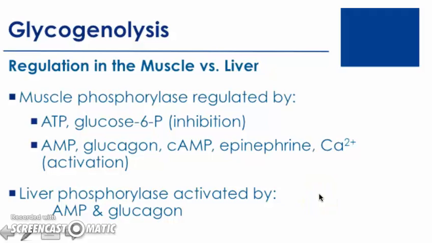This last slide summarizes the inhibitors and/or activators of phosphorylase enzyme at the liver and the muscle. We see here that the liver is activated by AMP through allosteric regulation and by glucagon through covalent regulation. The muscle is also activated by AMP and glucagon, but also cyclic AMP, epinephrine, and calcium ions through covalent regulation. It is allosterically inhibited by ATP and glucose 6-phosphate.